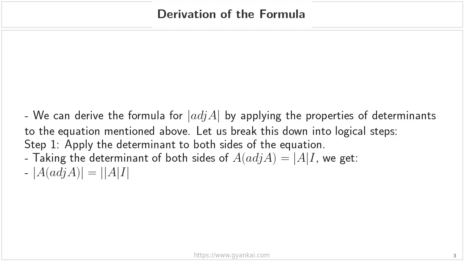In step 1, our starting point is to apply the determinant operation to both sides of our equation. So, if we take the determinant of both sides of the equation, where A multiplied by the adjoint of A equals the determinant of A times the identity matrix, we arrive at a new expression. This new expression states that the determinant of the product of A and its adjoint is equal to the determinant of the scalar value, which is the determinant of A, multiplied by the identity matrix. We will use this new equality in the next few steps to isolate our target value.